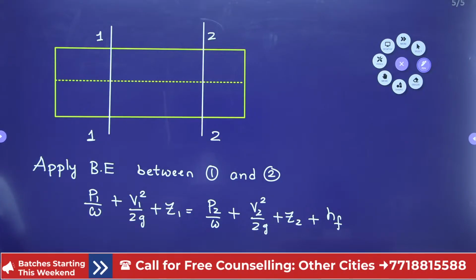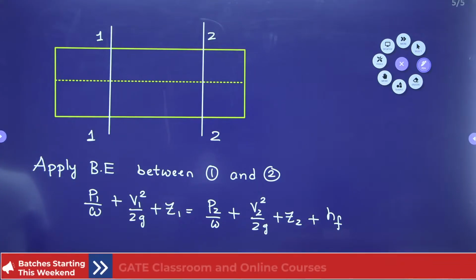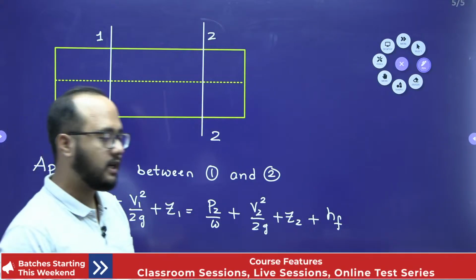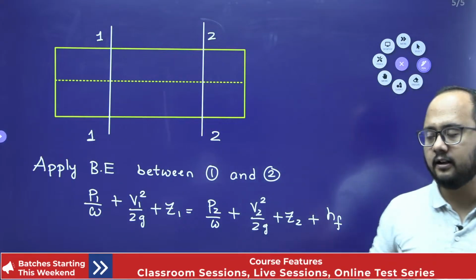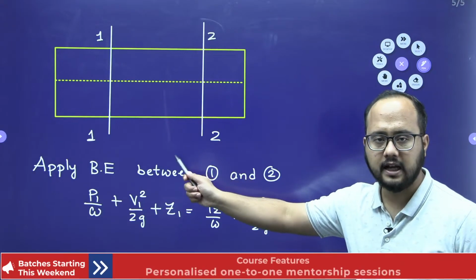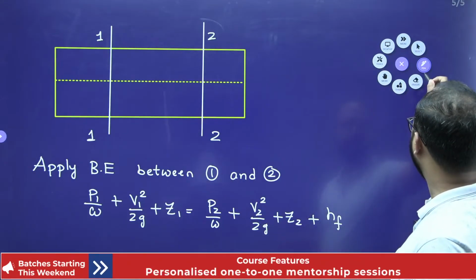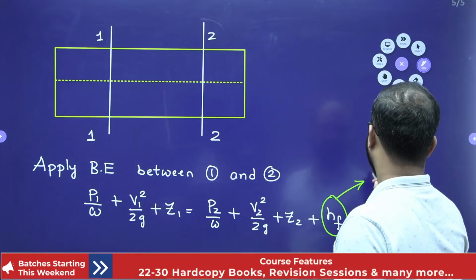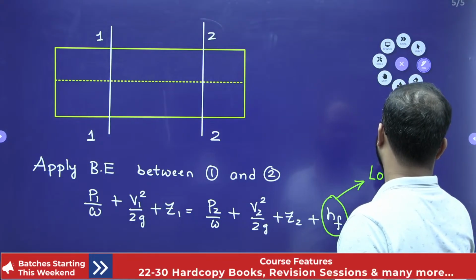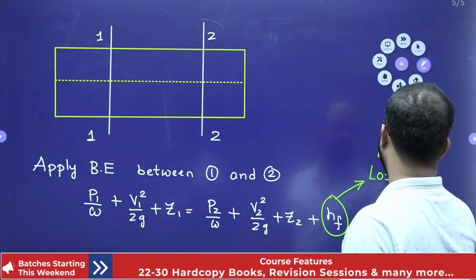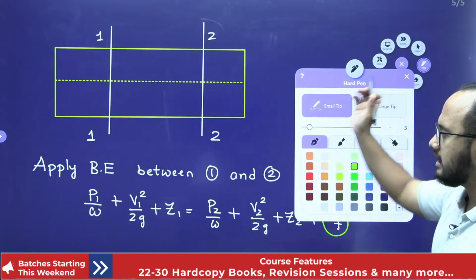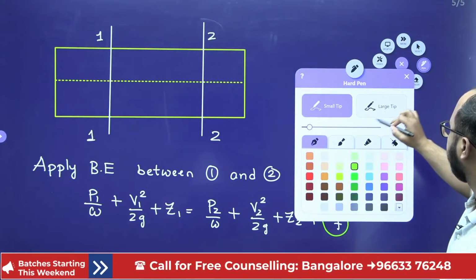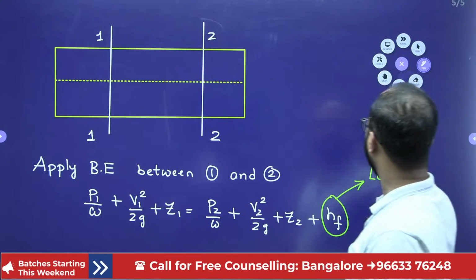So if there is any doubt, please ask, everyone. HF is the head loss as the fluid moves from 1 to 2. So HF means the losses, whatever head is lost as the fluid moves from 1 to 2. I hope the point is clear.